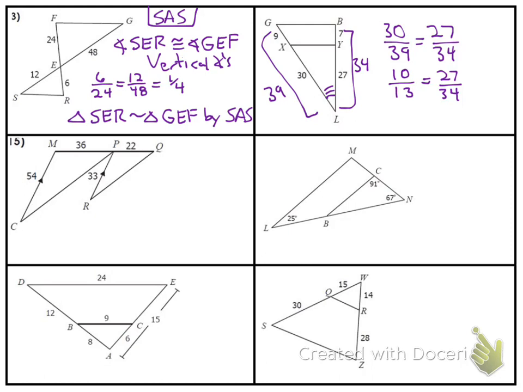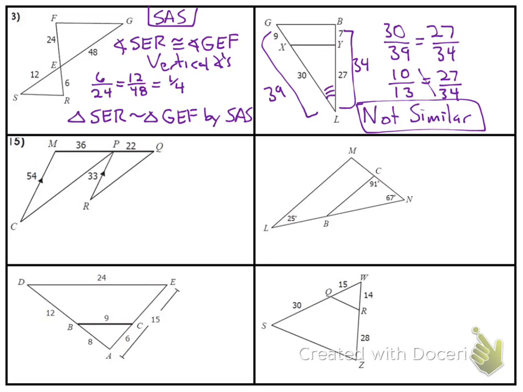You could also go in and do cross product. So 13 times 27 is 351. 10 times 34 is 340. They're not going to be the same value, so if it's not equal, we're just going to say not similar. You don't have to go off and now try side, side, side, or angle, angle. Once it fails this test, we know it's enough to say not similar.